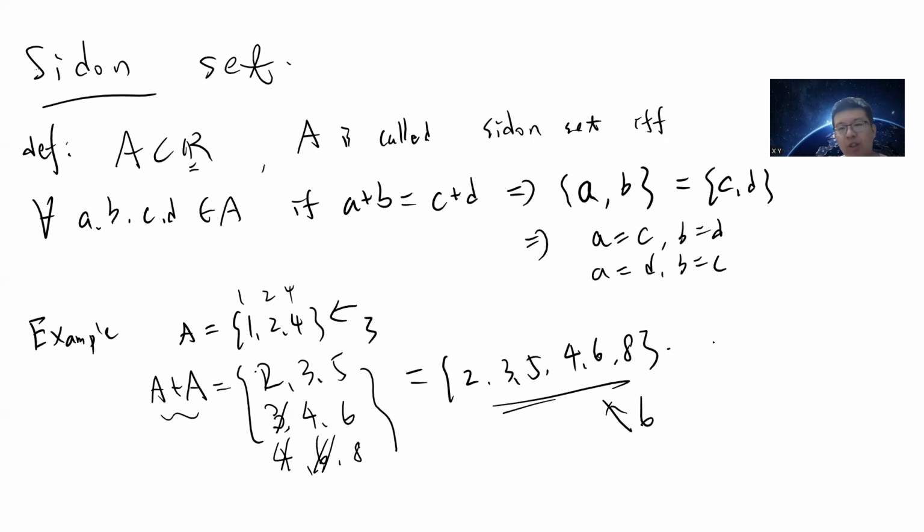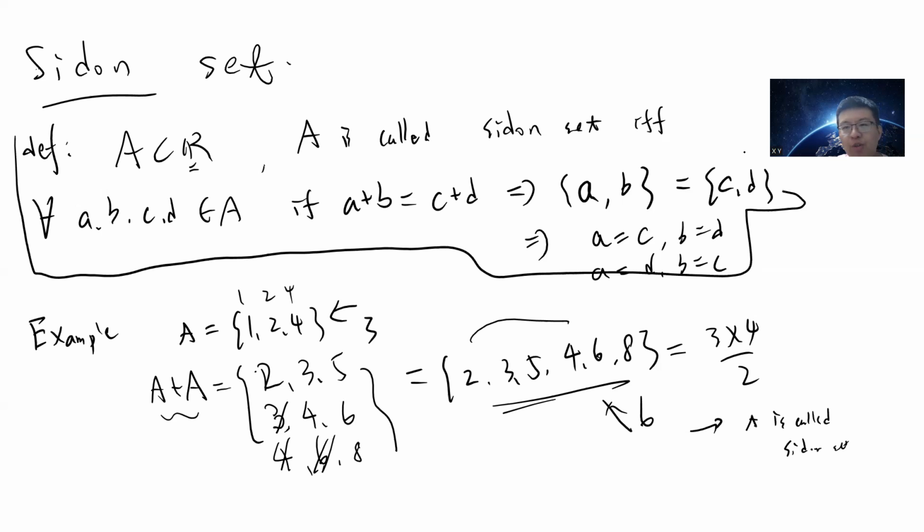It's easy to see that this 6 comes out as 3 times 4 divided by 2. So this means that every number that can be written as a plus b can only be uniquely decomposed in these two ways. Basically, every sum a plus b is unique. You can always find a and b in A such that a plus b is uniquely determined by only two elements in A. So A is called a Sidon set. In this case, A is a Sidon set. Okay, so this is the definition.